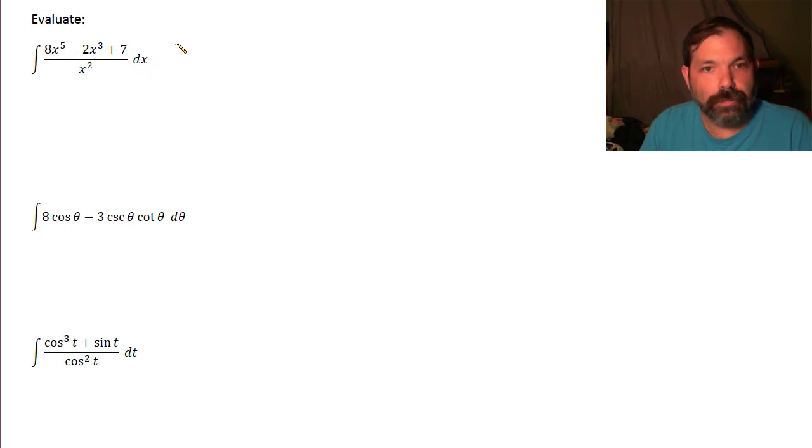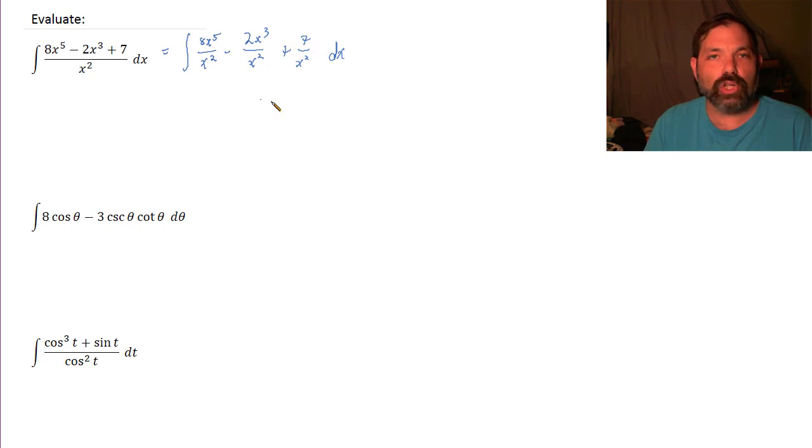All right, so what I would do first is think, well, since I'm dividing, this is the distributive property. This is 1 over x squared times the 8x to the 5th minus 2x cubed plus 7. And so I can think of this as the integral of 8x to the 5th over x squared minus 2x cubed over x squared plus 7 over x squared. You know, just how we add fractions backwards.